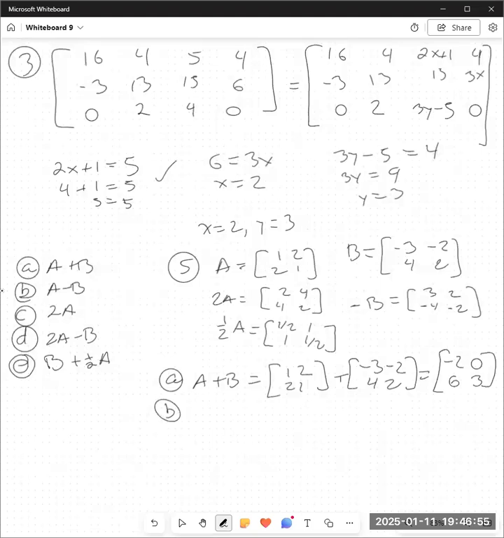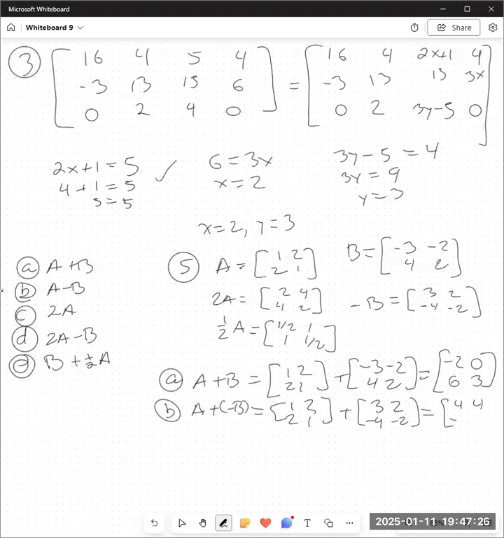B says to add A and negative B. A plus negative B is the same as A minus B. So that's [1, 2; 2, 1] plus, I've already found negative B, [3, 2; -4, -2]. So that is [4, 4; -2, -1].